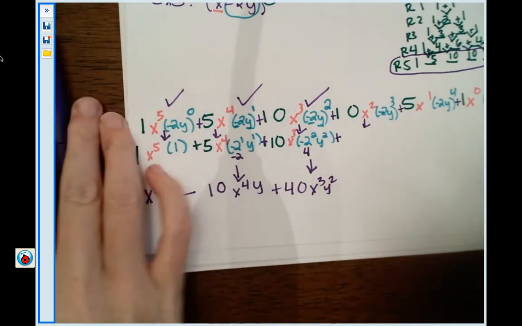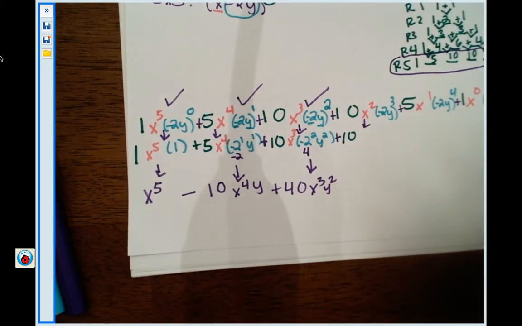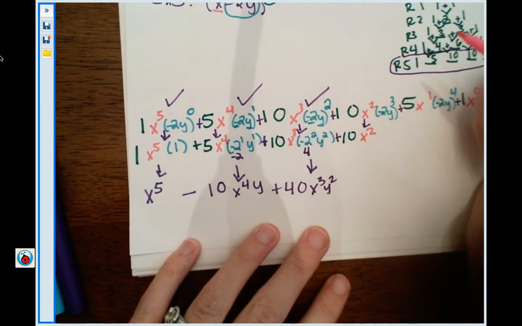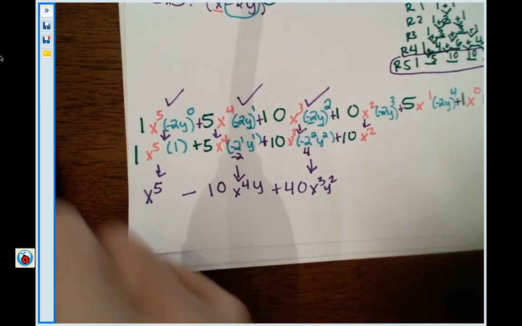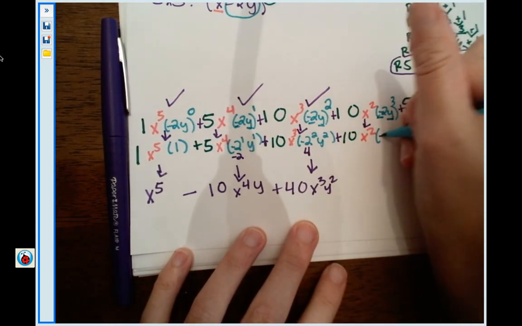Bringing down my 10. Got my x squared, which just remains as x squared. Now I'm going to raise both of those to the 3rd, so the negative 2 to the 3rd and y to the 3rd.